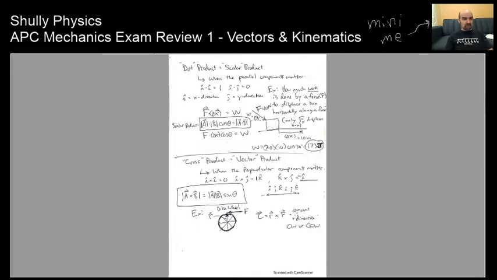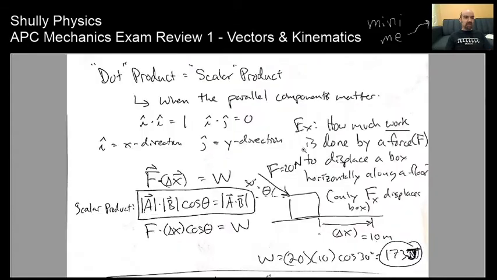The dot product, also called the scalar product. Let's zoom in on that. Use the dot product if you're multiplying vectors together when the parallel components matter. The parallel components, using i notation: i dot i is 1 and i dot j is 0. So recall that i is the x direction, j is the y direction.